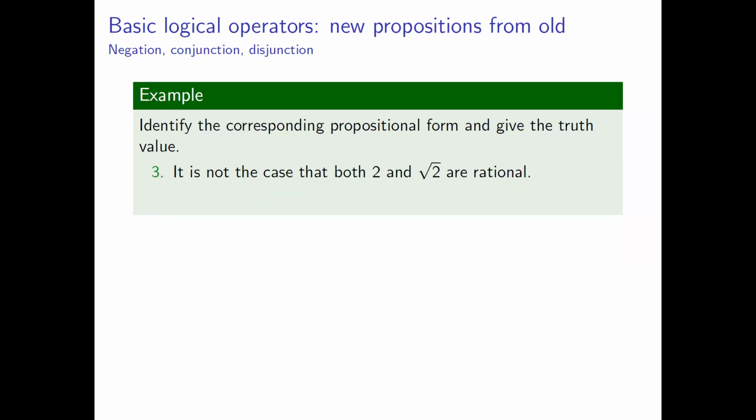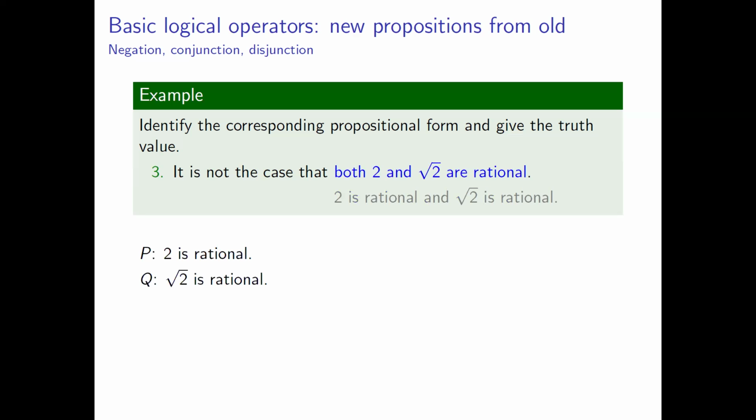For the third example, consider the sentence, it is not the case that both 2 and the square root of 2 are rational. The proposition both 2 and the square root of 2 are rational can be written as 2 is rational and the square root of 2 is rational. Thus, the two simple propositions that make up the sentence are 2 is rational and the square root of 2 is rational.